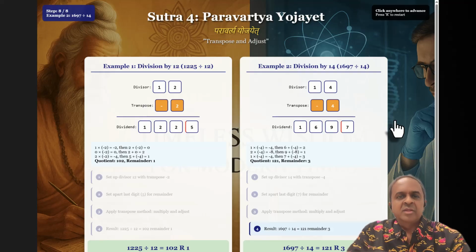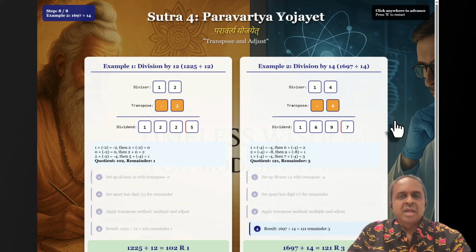So understanding these traditional methods enhances our mathematical intuition and provides an alternate approach to problem solving. So Paraavartya Yojayet teaches us that mathematical elegance comes from recognizing patterns. This word keeps coming up, patterns, and transforming complex operations into simple ones. So this ancient wisdom continues to inspire modern mathematical thinking and demonstrates the timeless nature of Vedic mathematical principles.